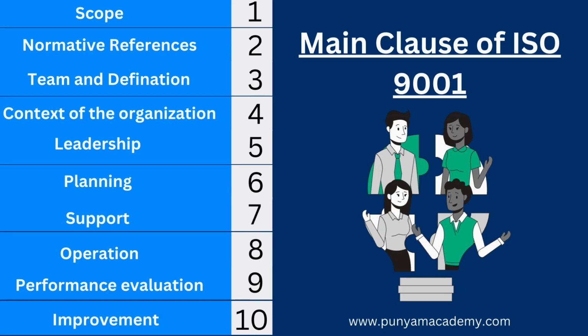Clauses 0 to 3, Introduction, Scope, References, Terms and Definitions. Clause 4, Context of the organization. Clause 5, Leadership and Commitment. Clause 6, Planning for the QMS. Clause 7, Support and Resource Management. Clause 8, Operational Planning and Control. Clause 9, Performance Evaluation. Clause 10, Improvement Actions.